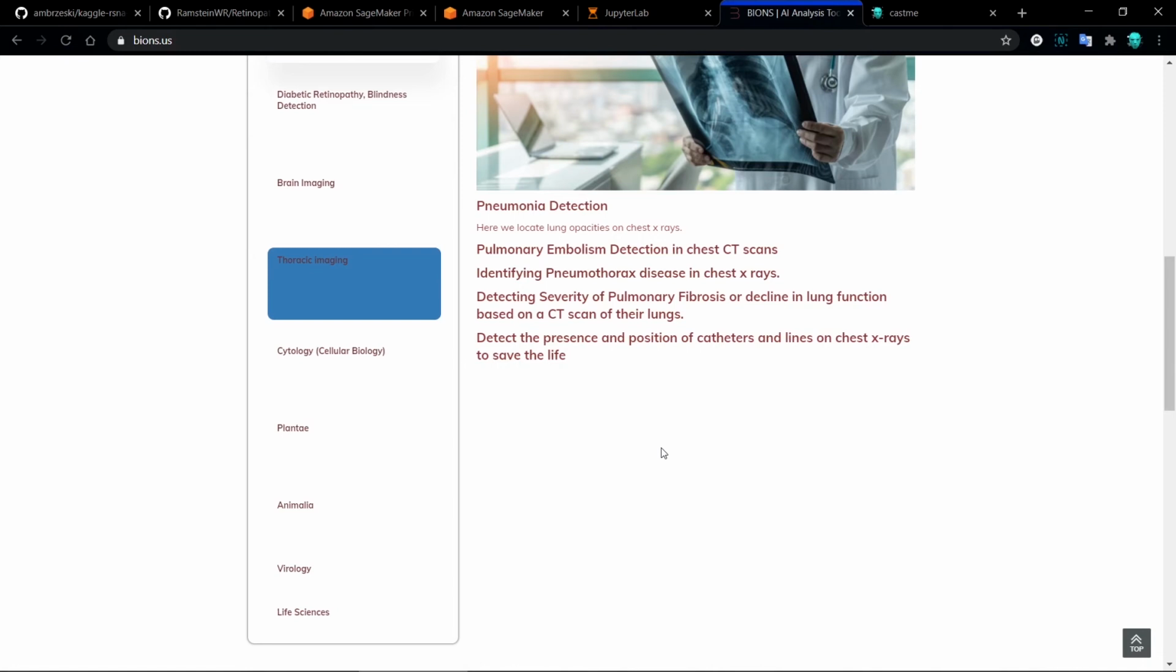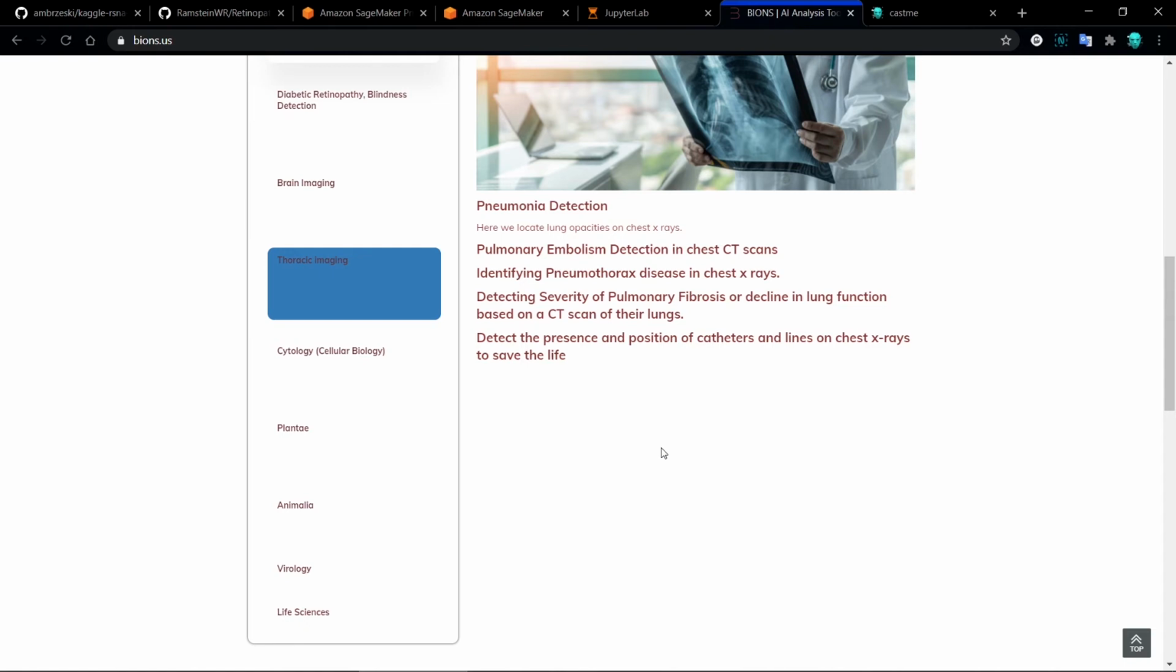So this one is detecting the presence and position of catheters and lines in chest X-rays to save lives. You have got the X-rays. Now you have to detect the lines of every bone in the thoracic part, the chest part. And one more thing, you have to detect the catheters and lines on chest X-rays. A catheter, a pipe-type system, is inserted in the thoracic part to help the patient breathe in these kinds of situations. So this is thoracic imaging.